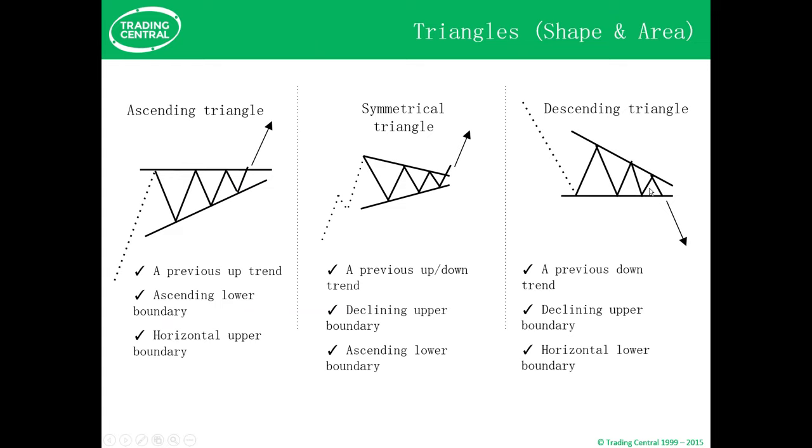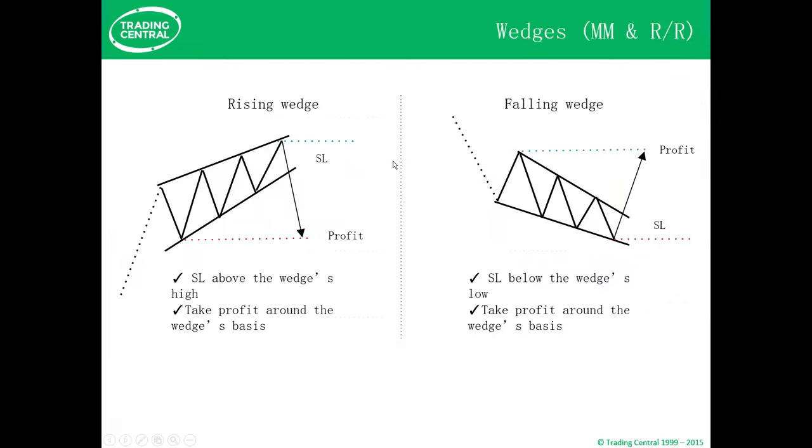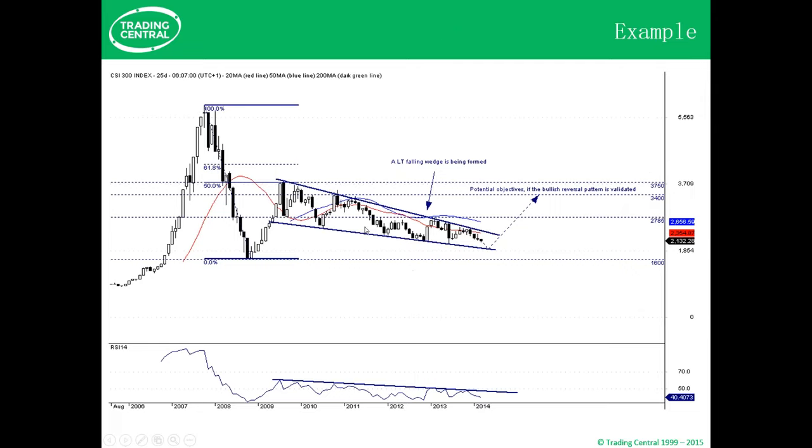So in a triangle, they won't go in the same direction, while in the wedges they normally will go in the same direction, either downward or upward.